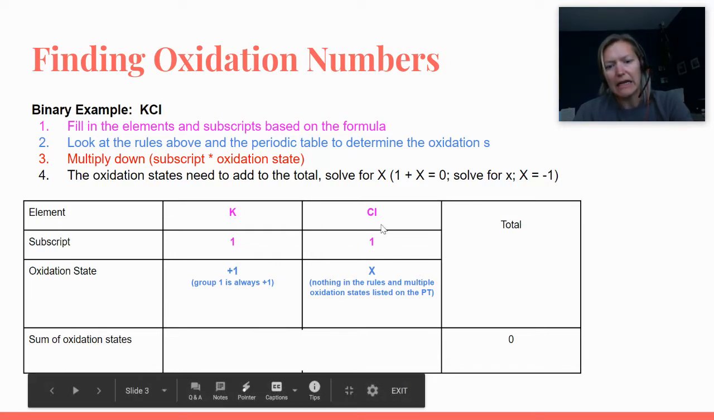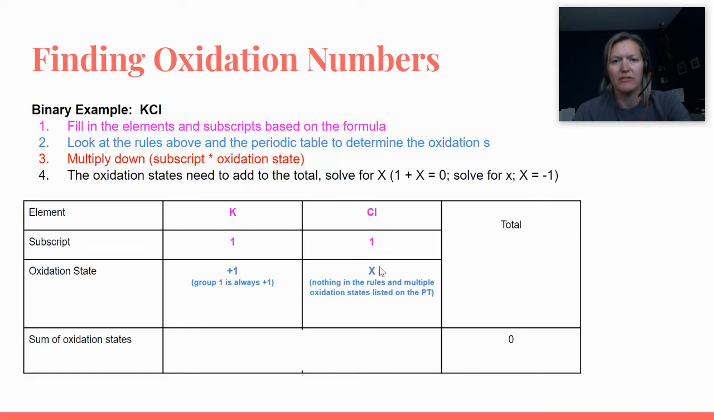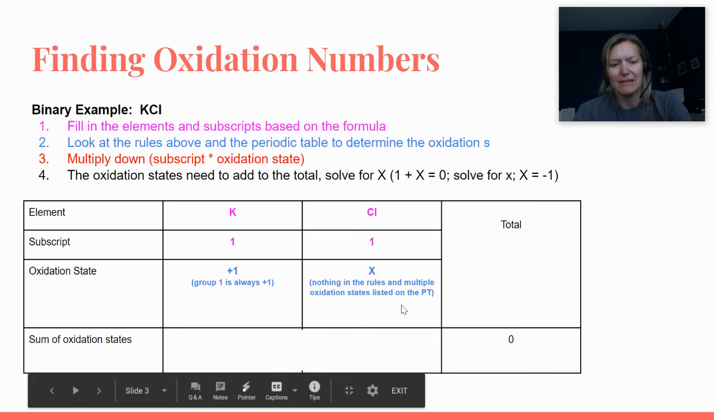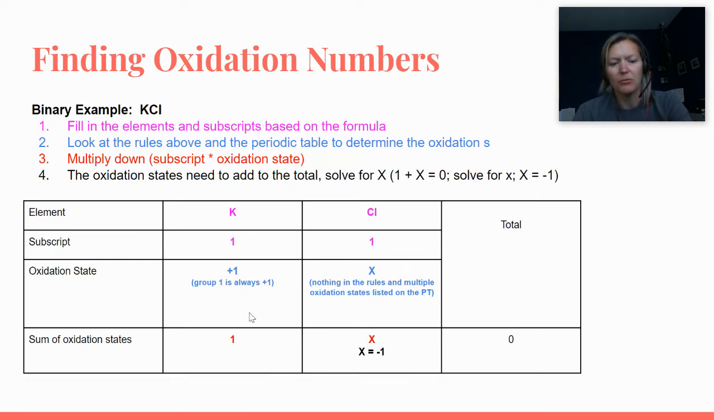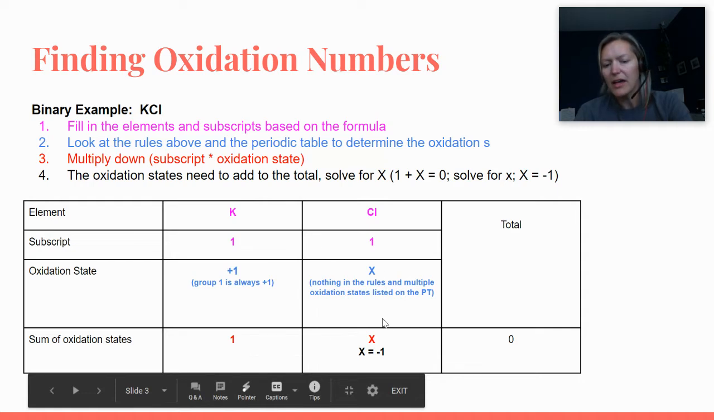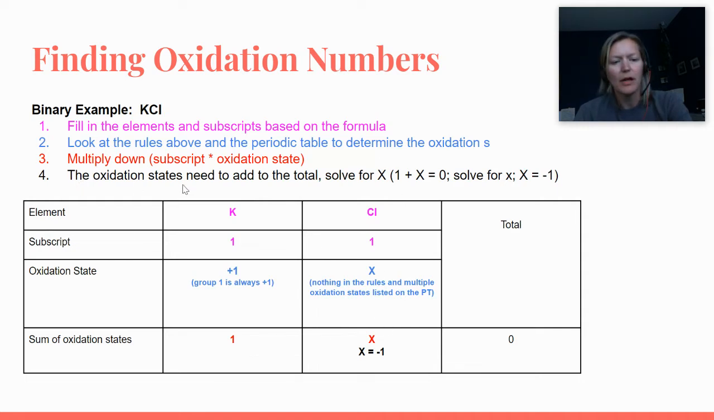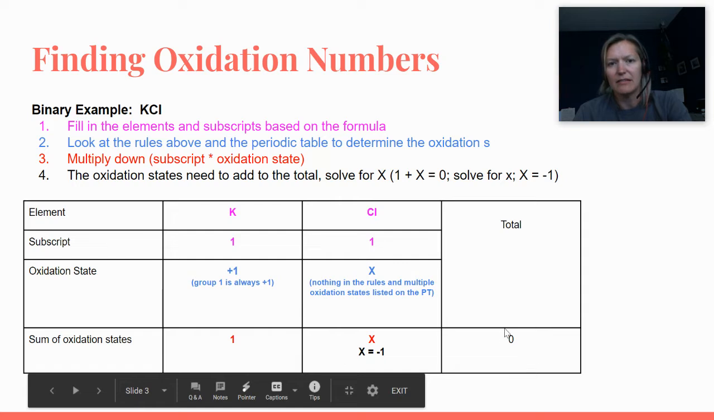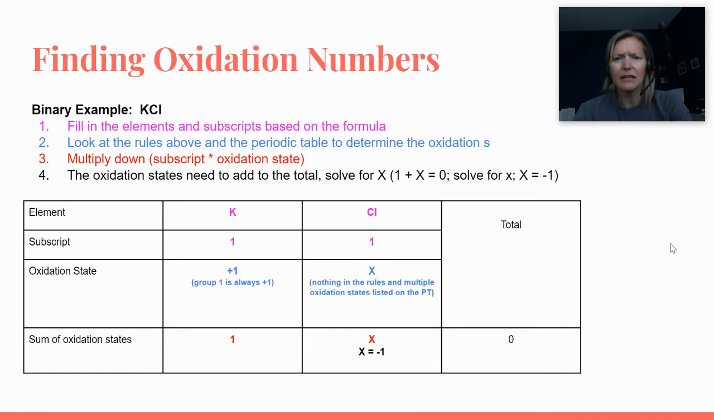Okay, and then chlorine, there's nothing in the rules, and then I go over to the periodic table, and there's a whole lot of oxidation states. I have no idea which one to use, so this is going to be X. Now we multiply down, subscript times oxidation state. 1 times 1 is 1. 1 times X is X. Number 4, we need to add to the total. In this case, since it's a compound, it's going to be 0. 1 plus X equals 0. Solve for X. Chlorine is -1. This one, not so bad. Pretty easy. They will get more complex as you go down because you're going to get into the polyatomics as well.